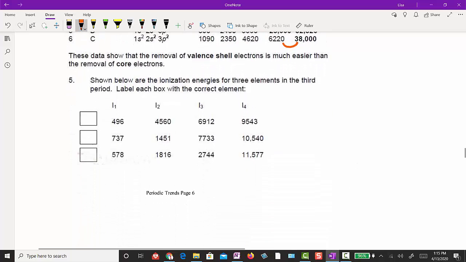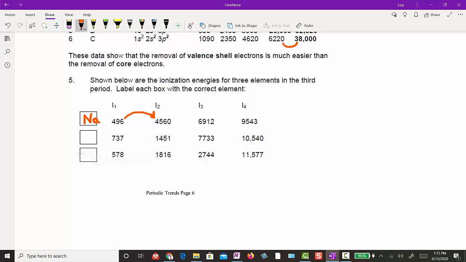All right, so these are ionization energies for 3 elements in the third period, and we want to label each box. So they're in the third period. Let's look and see. Here, the big jump is right there. I take 1 electron, and then all of a sudden I'm trying to pull from a closer energy level. So N equals 3, sodium is the one that has 1 electron in the third energy level, and then all of a sudden now I'm trying to take electrons from the second.